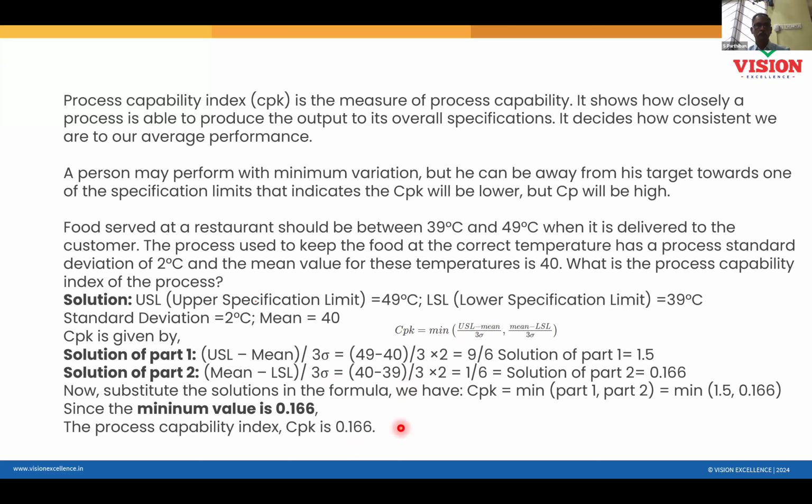Process is not capable. Process is not meeting the customer requirement. Customer expectation is food should be between the temperature 39 to 49. But every time customers are coming, the temperature of the food is found below 39. Most of the time, the food temperature is found below 39. Can you see that? Yes, sir.